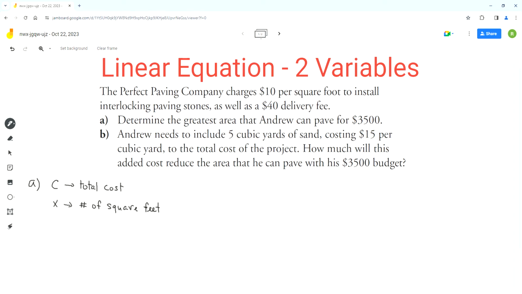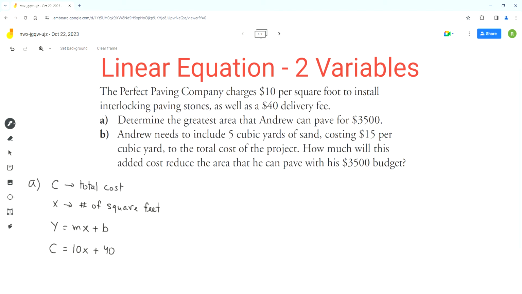Now we have to write a linear equation. So we'll start with the general equation, y equals mx plus b, the general equation of a linear function. In this case, y is the C value, which is the total cost, because the total cost will depend on the number of square feet that Andrew paves. Now m represents the variable cost, which in this case is 10. So 10x plus the fixed cost, which is $40. So this is the linear equation that represents this situation.